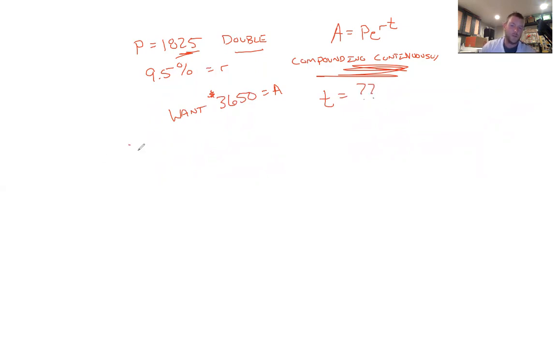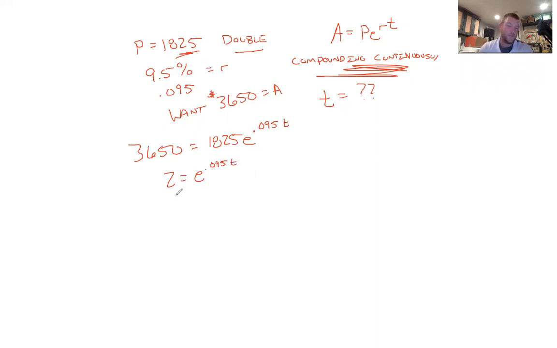So plug everything in. 3650 is equal to 1825 e to the rate. Make sure your R is a decimal, 0.095 T. So you set it up. Now you've got to solve everything for T. So divide this off, and I get 2. 3650 divided by 1825 is equal to e to the 0.095 T.